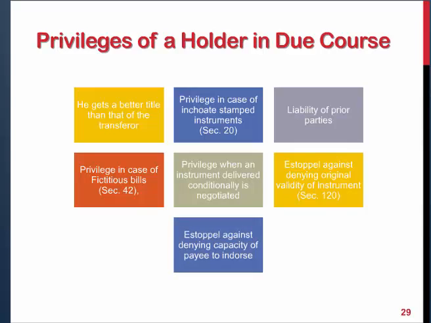Estoppel against denying capacity of payee to endorse. No maker of a note and no acceptor of a bill payable to order shall, in a suit thereon by the holder in due course, be permitted to deny the payee's capacity at the date of the note or the bill to endorse the same. Section 141. Thus, a holder in due course can claim payment in his own name, despite the payee's incapacity to endorse the instrument.